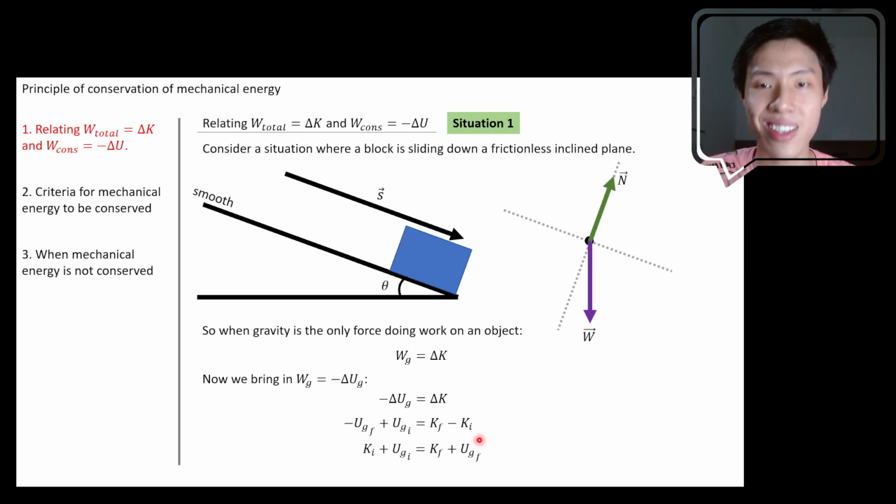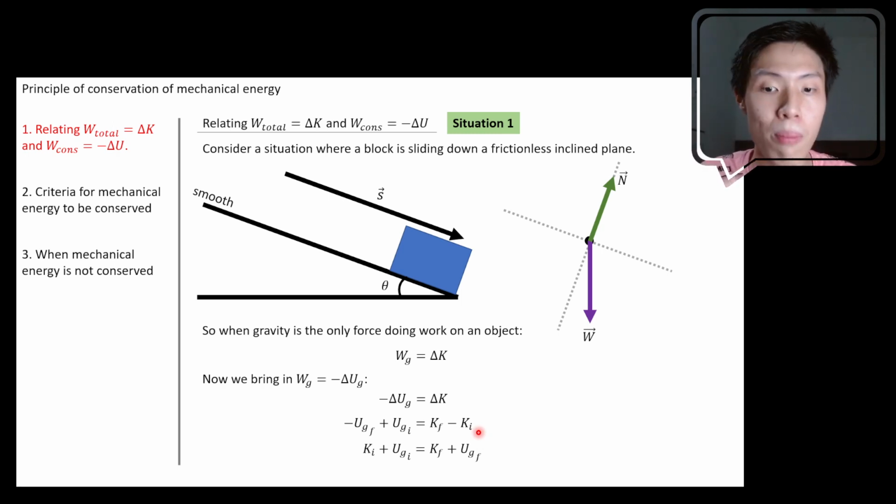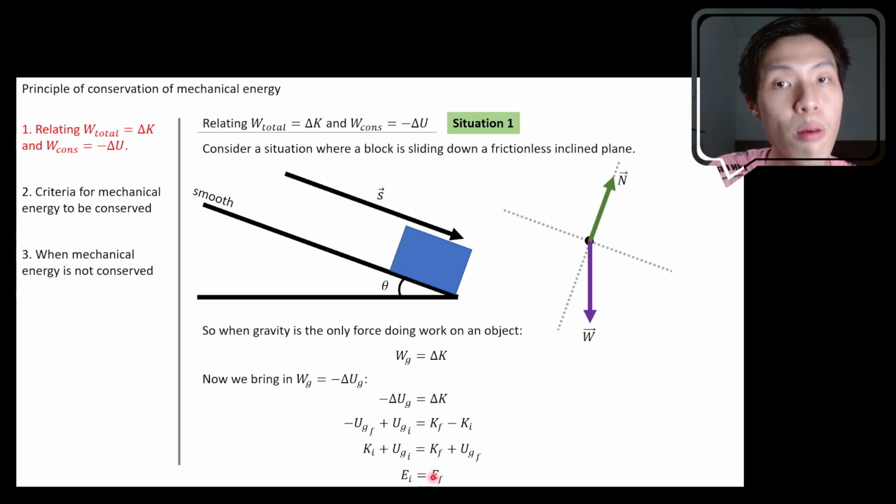Now here's where we bring in a definition of mechanical energy. Mechanical energy is the sum of kinetic and potential energy. So these two terms here will form our mechanical energy. To be more specific, the left-hand side will be the initial mechanical energy, and the right-hand side will be the final mechanical energy.